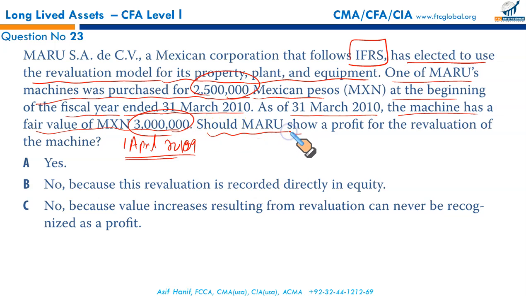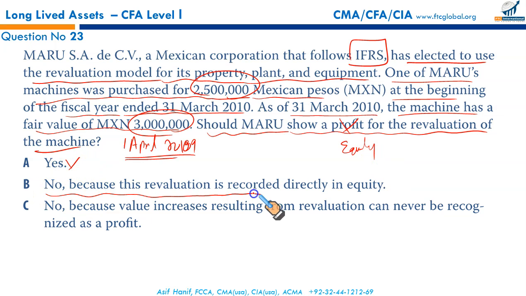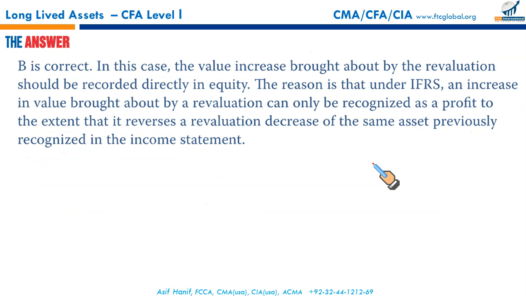Should Maru show a profit for the revaluation of the machine? No. We discussed a little while ago during our study of reading that revaluation surplus under IFRS goes to equity. It is not profit. It's a part of equity. No, because this revaluation is recorded directly in equity. So that makes B the correct option.